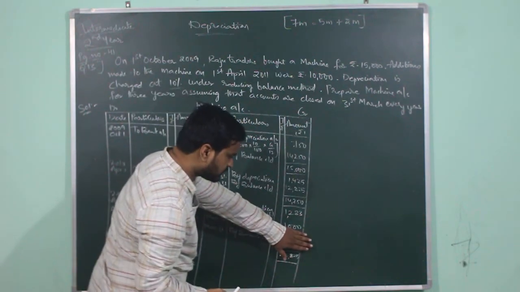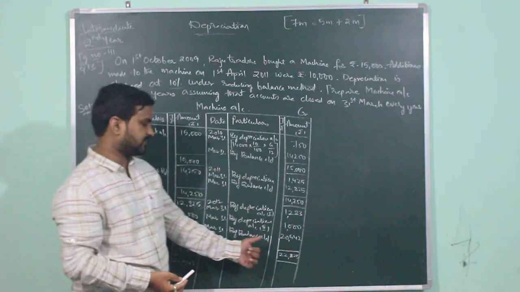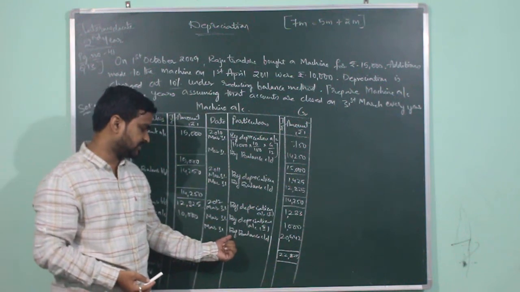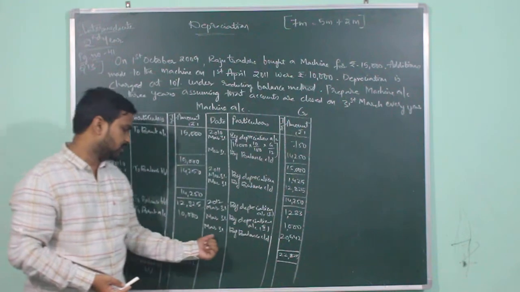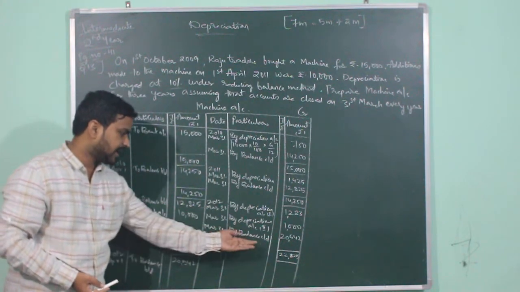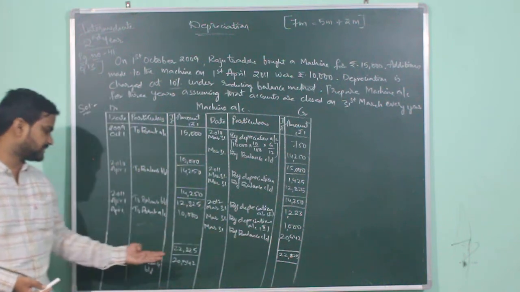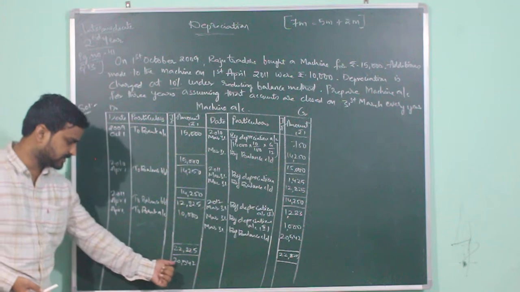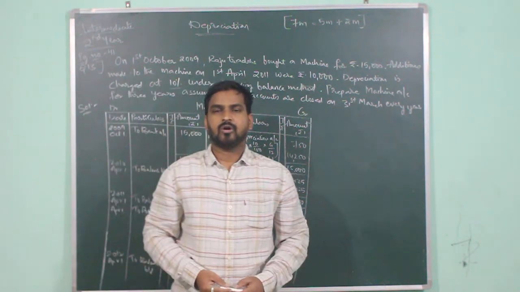Now subtracting 2,283 from 22,825, the value that is left out is 20,542, which will be written as closing balance at the end of the third year as by balance carried down 20,542 on the date 31st March 2012, and the closing balance at the end of the third year will be brought down as opening balance at the beginning of the fourth year as April 1st 2012, to balance brought down 20,542.